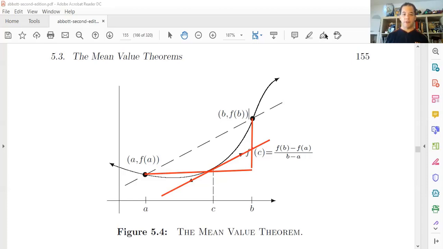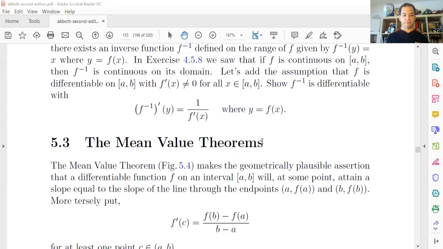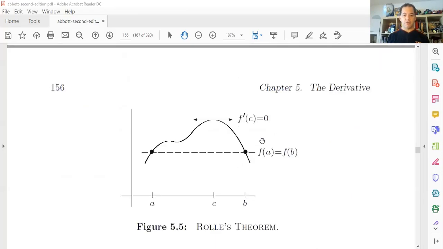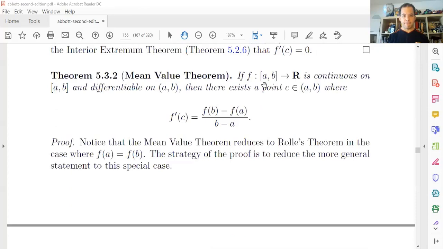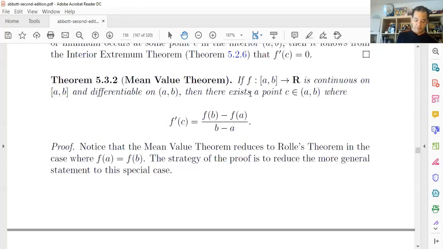So let me clear these little drawings, and then we'll move to the statement. So here is the statement of the mean value theorem. If we have a continuous function that is differentiable on the open interval AB, so it's continuous in the closed interval and differentiable in the open interval, then it has a point in between that makes this happen, right? F prime of C equals f of B minus f of A over B minus A.